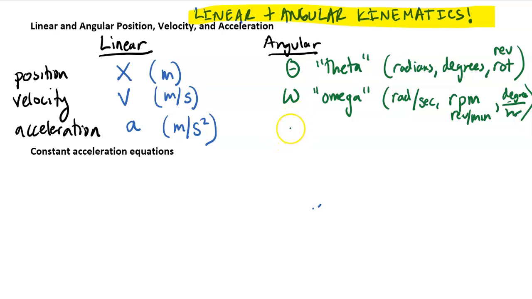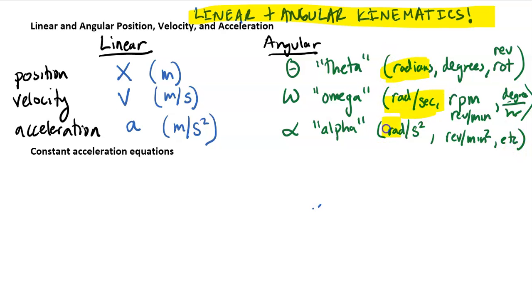And then the last one is going to be alpha, which is our angular acceleration. And again, we'll oftentimes use radians per second squared. It could be revolutions per minute squared, etc. With angular things, we will oftentimes just use radians and seconds for our units of position and time, just because that's pretty typical.